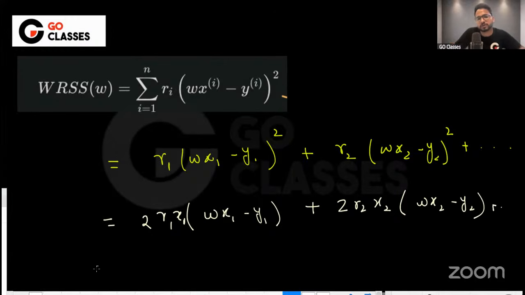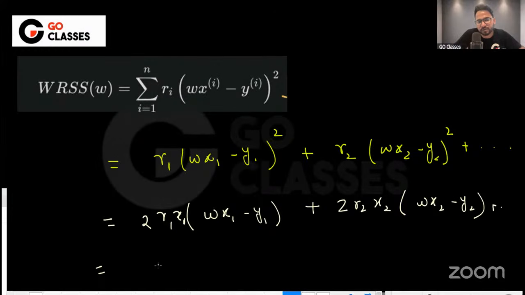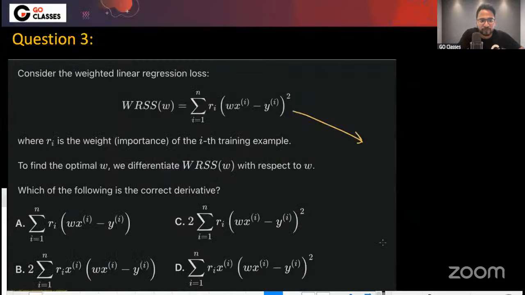So basically, for now don't worry about the summation. You can solve for the ith term and then put the summation back again. The pattern is the same, so you can say it is 2 ri xi (w xi minus yi). Let's just see what is the correct answer.